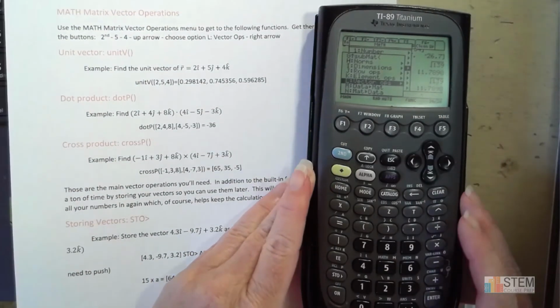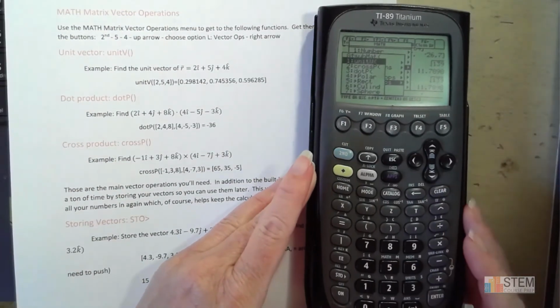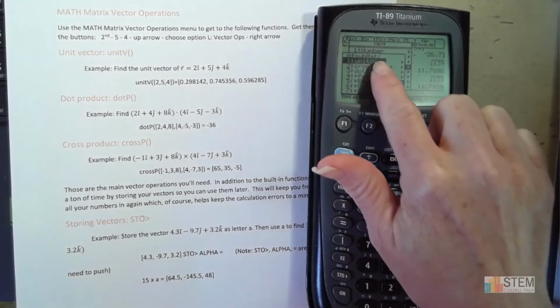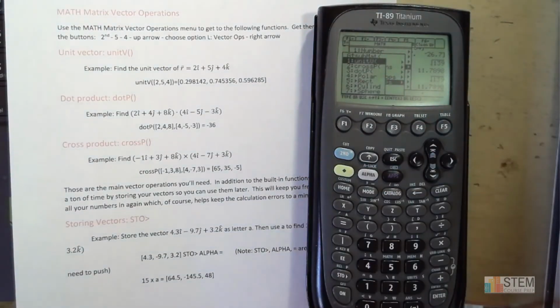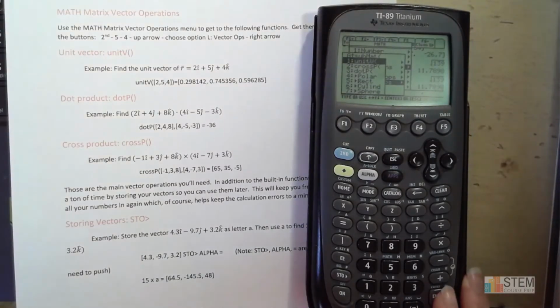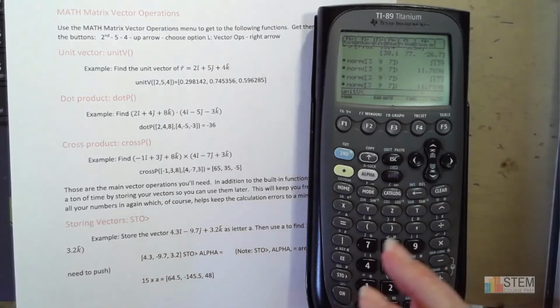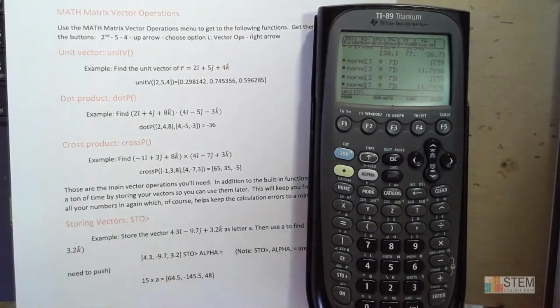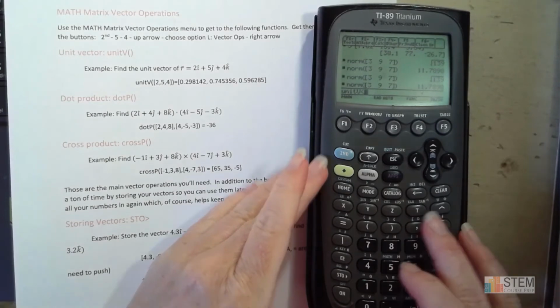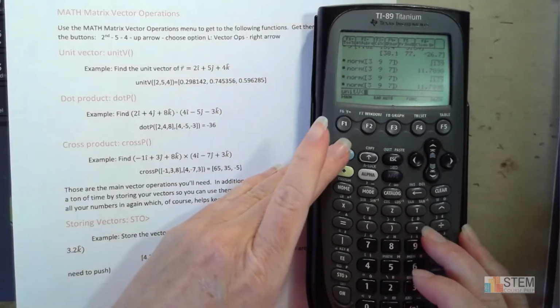All right, so we got option L, and then if you do the right arrow, you'll notice you've got unit vector, cross product, dot product right there at the top. So those top 3 are the ones you want to focus in on. Let's do unit vector first since it's on the top. This one is going to basically do r bar over the magnitude of r. It's just going to find your unit vector given a regular vector.